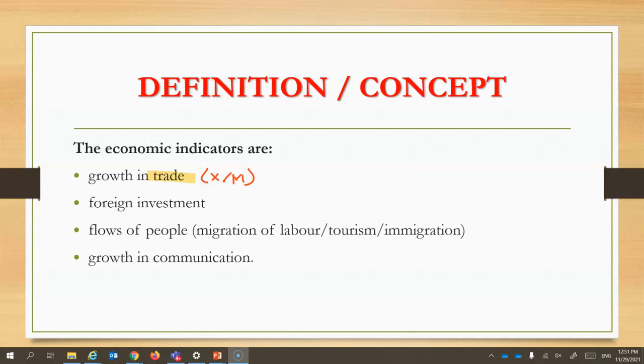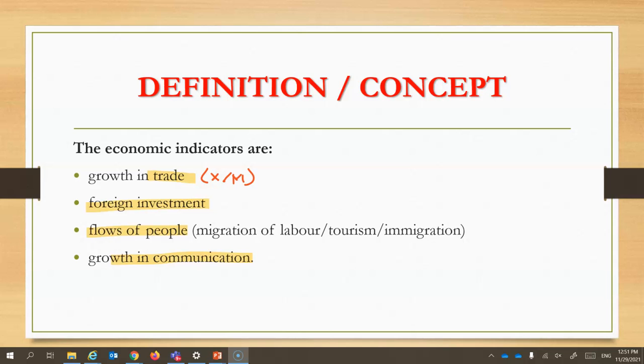Next is foreign investment movement. It means you see investors investing in various countries, beyond their home country. If this scenario is observed rapidly, then globalization has sped up. If this is not being seen so rapidly, then globalization has slowed down. Another indicator is the flow of people. That means people migrating, visiting, traveling from one country to another. If you see more of this, globalization speeds up. Less of this, globalization slows down. Growth of communication is another indicator. If you see more and more communication between countries, then globalization is speeding up.